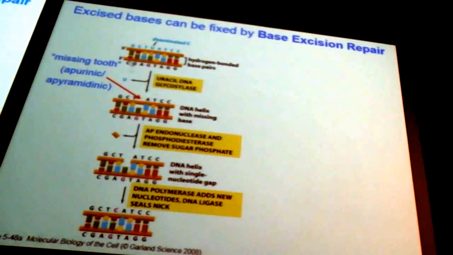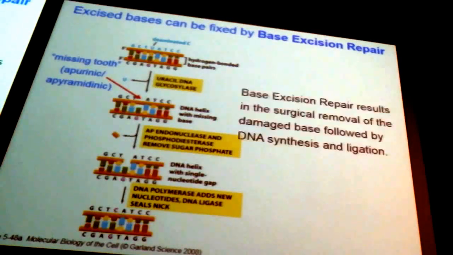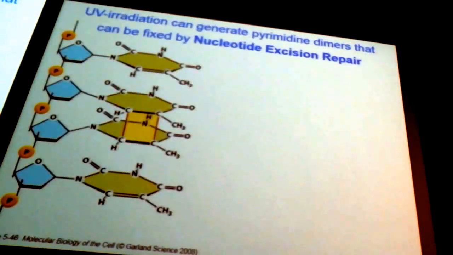Okay? So key step in base excision repair is you have to excise the base and then remove that missing tooth and seal it with DNA polymerase and ligase. Okay, so it's a very simple procedure. The key thing to remember is that uracil DNA glycosylase, or any DNA glycosylase, recognizes the problematic base, removes that base, that's why base excision, and then you have repair.